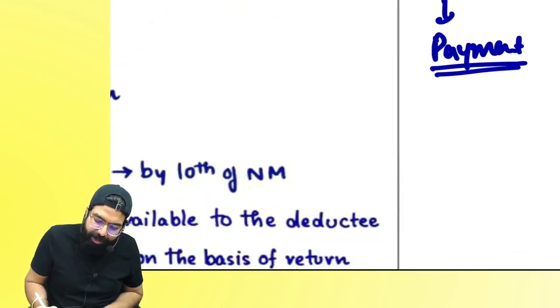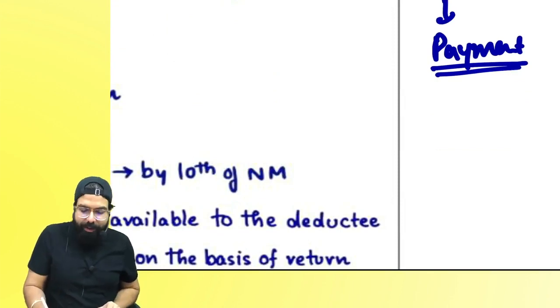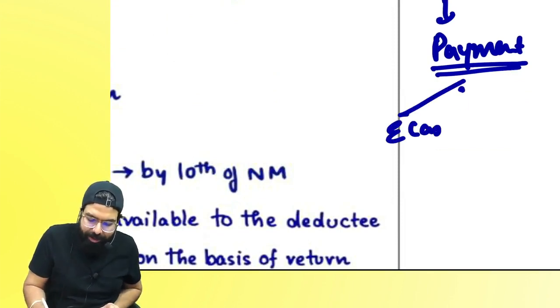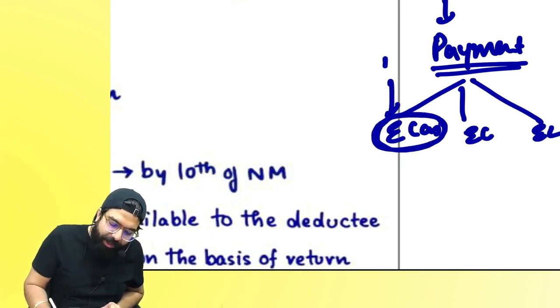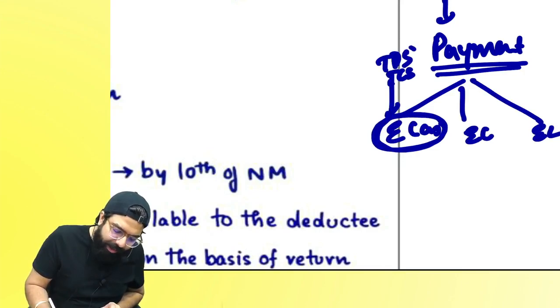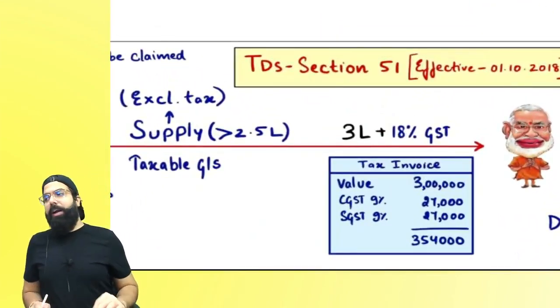Everyone, listen to me very carefully. When you learn the chapter of payment of taxes, in payment of taxes, you have e-cash ledger, e-credit ledger, e-liability ledger. In the payment of taxes, in the e-cash ledger only TDS and TCS is being credited. So here comes the linking. We are going to learn about TDS and TCS.